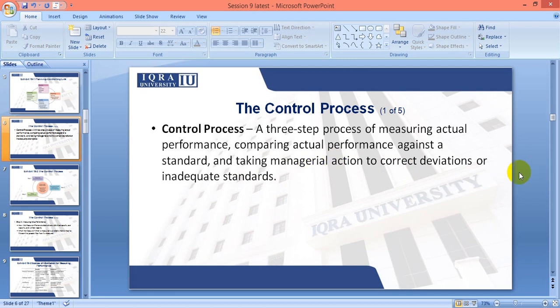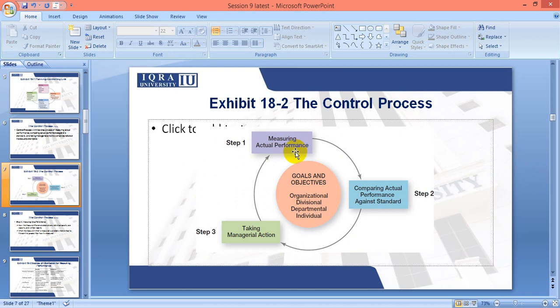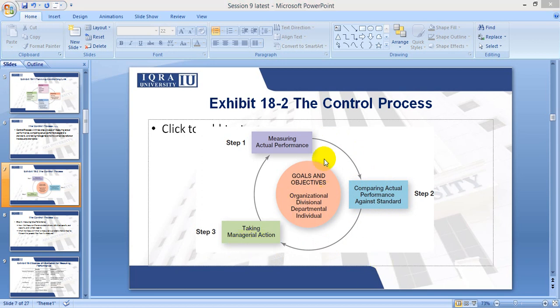Let me show you with the help of a diagram. So this is what I was talking about. Step number one leads us to actual performance measurement, and then step number two comes here, where we have to compare actual performance against the standard. And then eventually the last step, which is taking managerial action. In the middle of the flow chart, you can see it's written goals and objectives. Now the goals and objectives can be on organizational level, divisional level, departmental level, or the control of individual level.